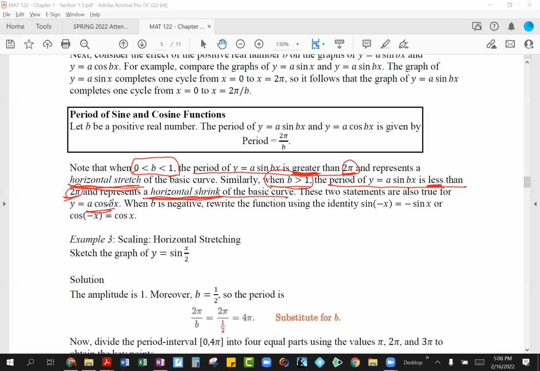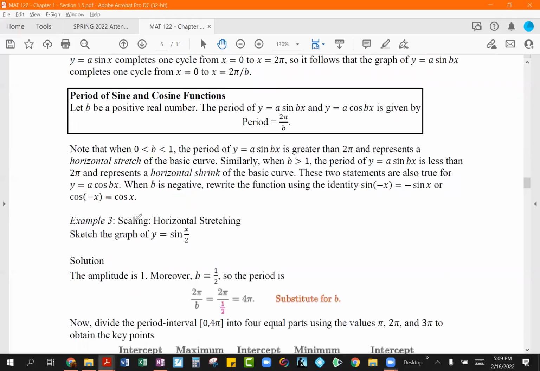Obviously that stays true for both sine and cosine functions. Now, this one is talking about if b is negative. You will end up rewriting the function using the odd and even definitions of your cosine and sine functions. So that's where those functions being odd or even will come into play.